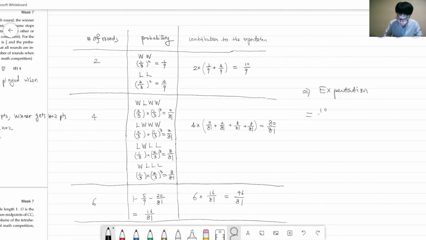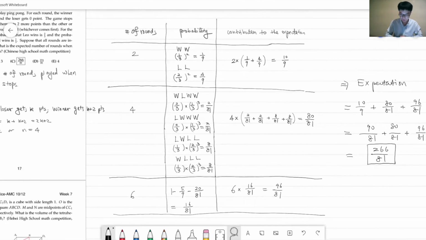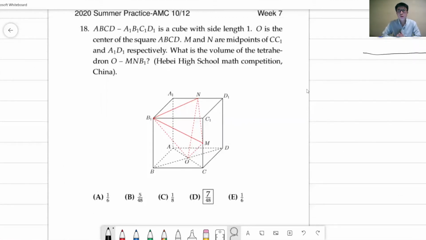It's 10/9 plus 80/81 plus 96/81. Okay, let me use a common denominator. This is 90/81 plus 80/81 plus 96/81. So 266/81. Okay, that's the answer. So we choose C. All right, let's do problem 18.